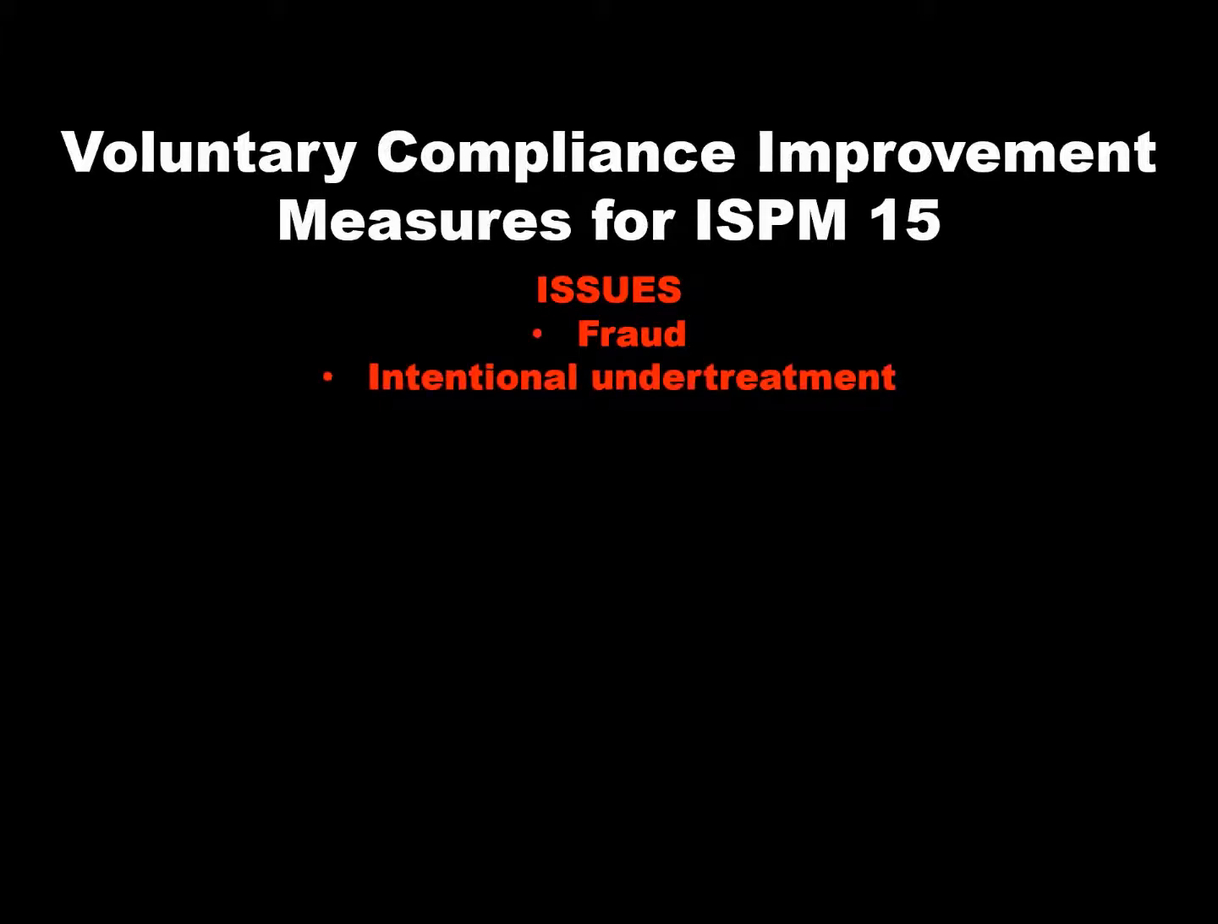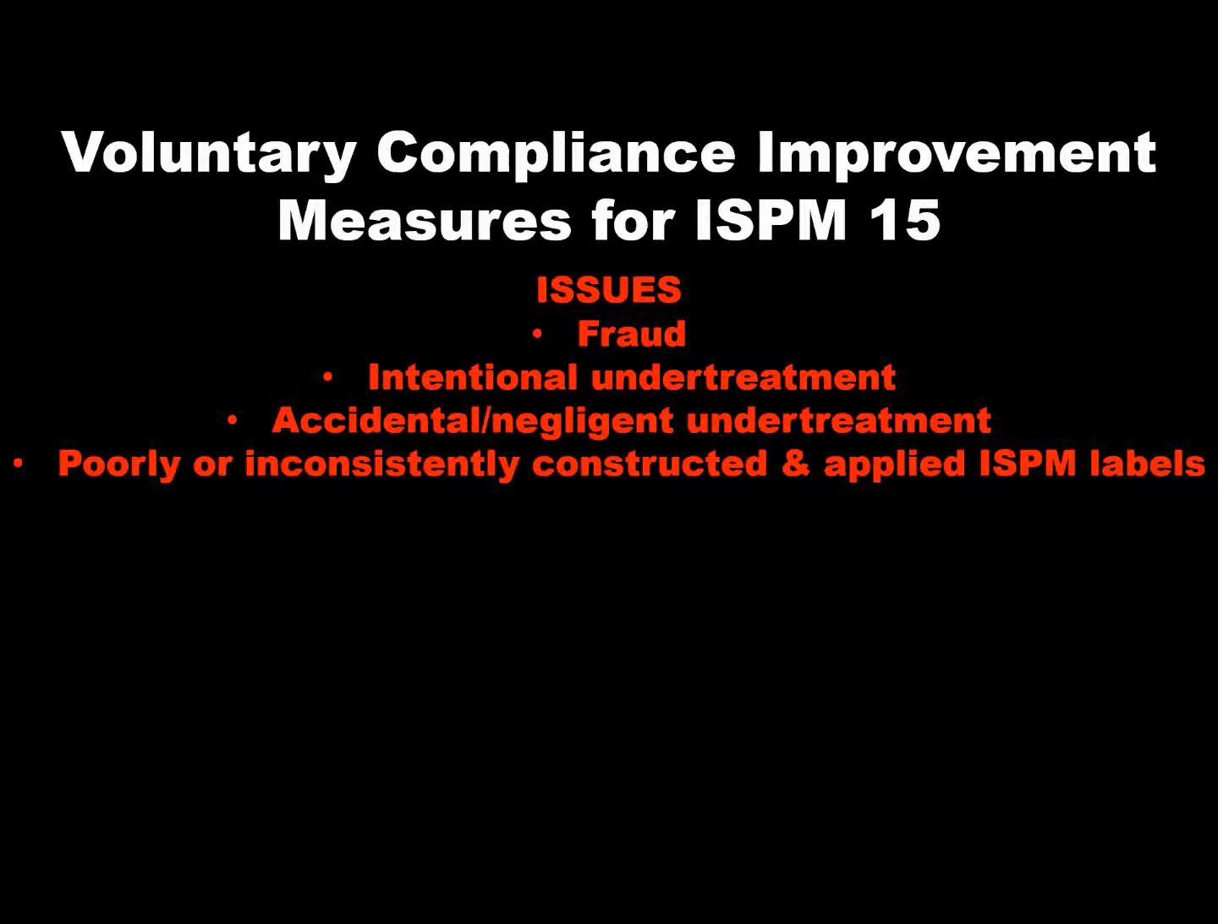We're currently in the process of advancing a new research project in collaboration with the U.S. Forest Service and APHIS that addresses the primary issues with ISPM 15 currently. And these include fraud, so people not complying with this standard and committing fraud to get their pallets into the market. Intentional undertreatment, so undertreating the pallets and not getting the full protection that is necessary in order to prevent forest pests and pathogens from being spread through international trade. Accidental or negligent undertreatment of pallets and wood packing material, and poorly or inconsistently constructed and applied ISPM labels.